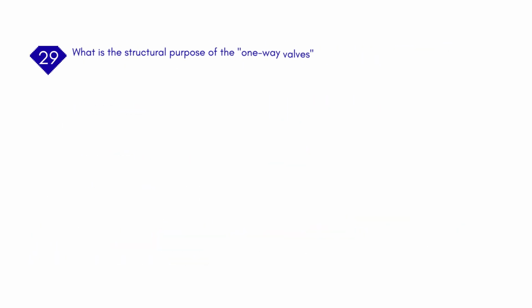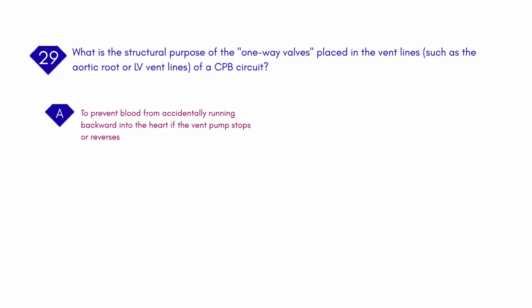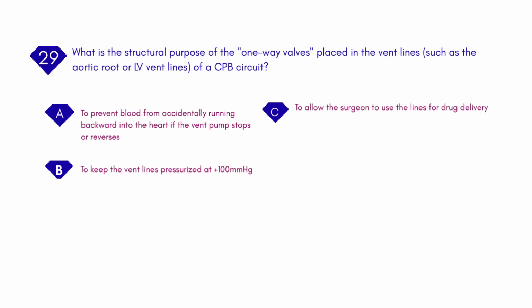What is the structural purpose of the one-way valves placed in the vent lines, such as the aortic root or LV vent lines, of a CPB circuit? A. To prevent blood from accidentally running backward into the heart if the vent pump stops or reverses. B. To keep the vent lines pressurized at plus 100 mm of mercury. C. To allow the surgeon to use the lines for drug delivery. D. To filter out bone fragments.